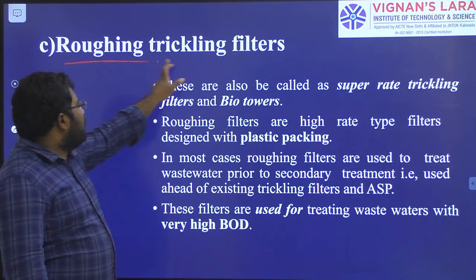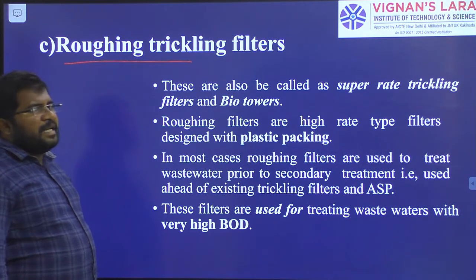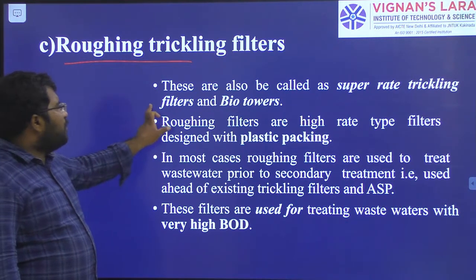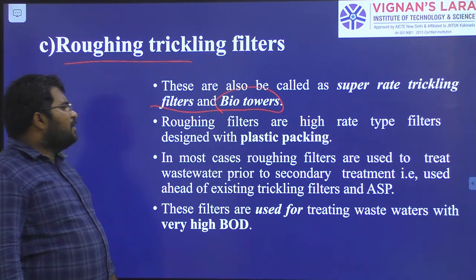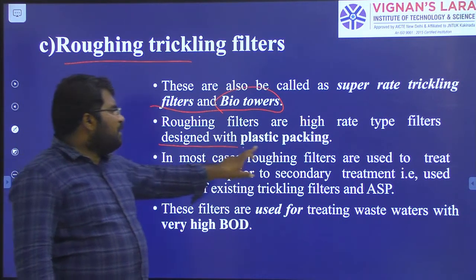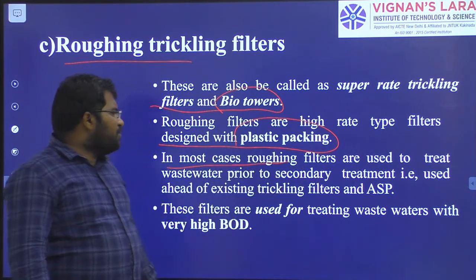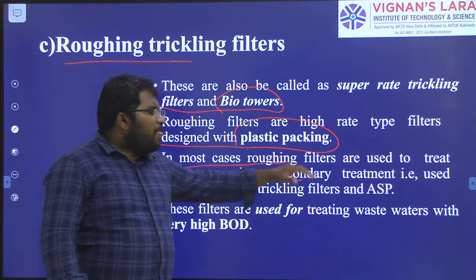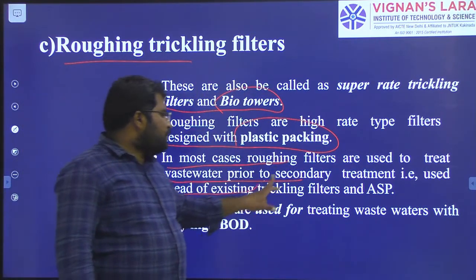Then coming to the third one, roughing trickling filters. Okay, these are also called super rate trickling filters and bio towers. Roughing filters are high rate type filters designed with plastic packing, right? In most cases, roughing filters are used to treat wastewater prior to secondary treatment, that is, ahead of an existing trickling filter.